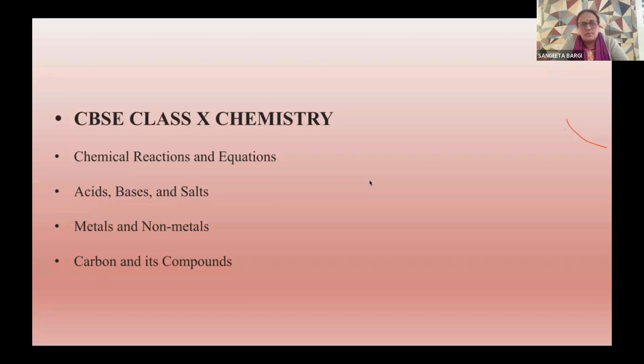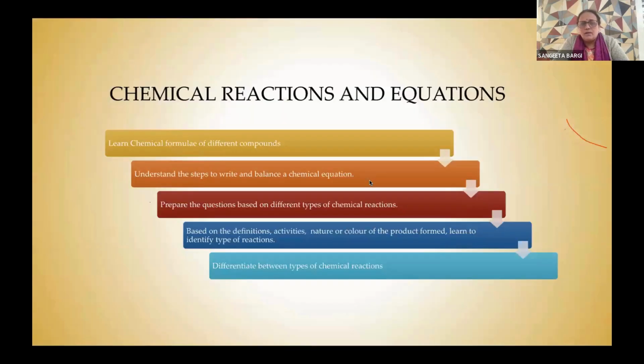Just coming to the chemistry part, we have done chemical reactions and equations, acids, bases and salts, metals and non-metals, and carbon and its compounds. Very important, and a lesson where students lose marks is while writing balanced chemical equations. So I would suggest written revision of chemical reactions and equations is very, very important.